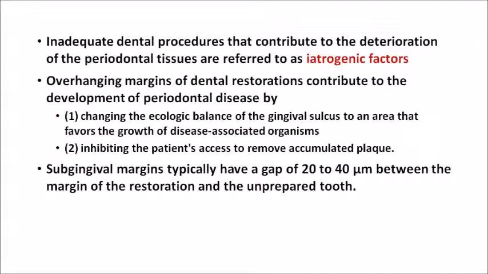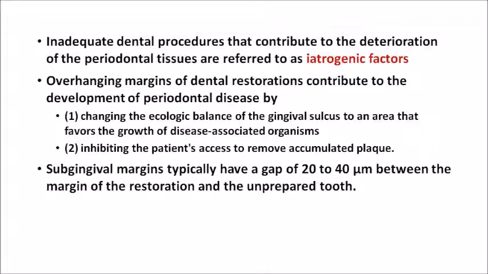The name of our chapter is calculus and other iatrogenic factors, right? So we'll see about iatrogenic factors now. Inadequate dental procedures contributing to deterioration of the periodontal tissue is called an iatrogenic factor. When the dentist performs some inadequate dental procedure and this leads to a deterioration of the periodontium, this is called an iatrogenic factor. Overhanging margin of dental restoration is an iatrogenic factor.